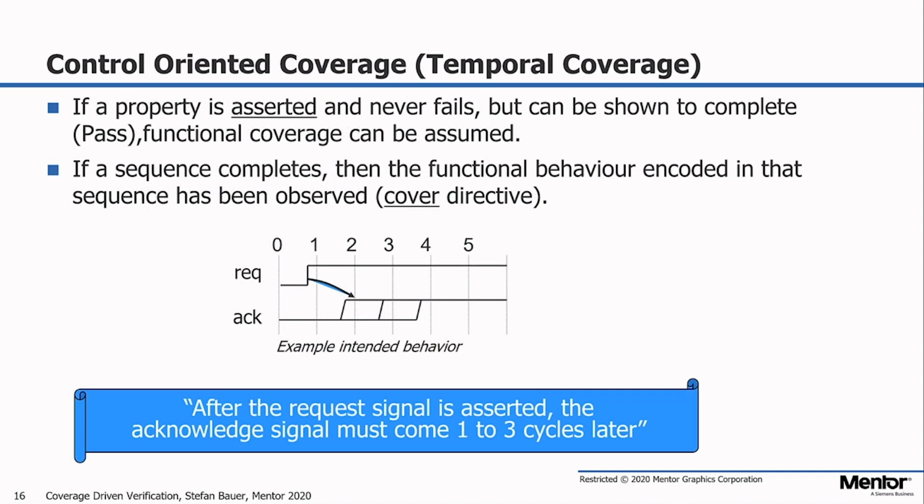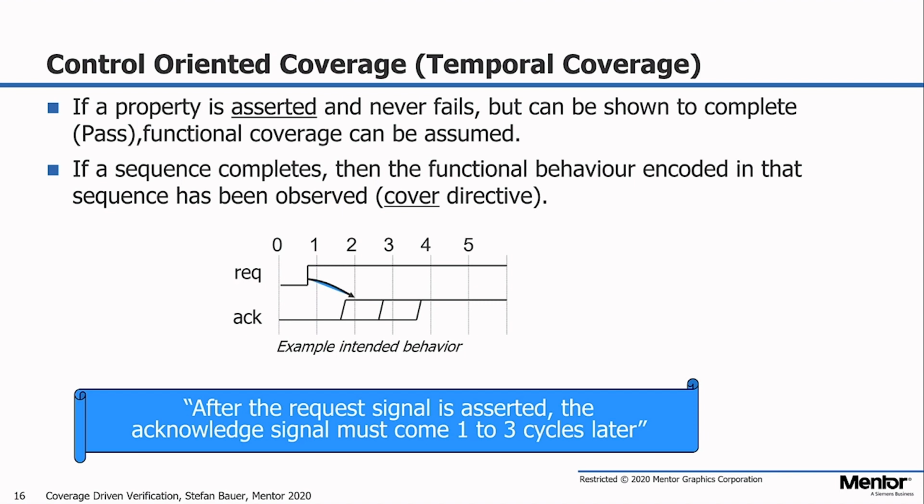So, let's have a look at control-oriented coverage. As I said, control-oriented coverage is based on assertions, which means on properties. You can collect this type of functional coverage with the PSL language or with SVA language. If a property is asserted and never fails, but can be shown to complete, meaning it passes all the time, functional coverage can be assumed. If a sequence completes, then the functional behavior encoded in that sequence has been observed.